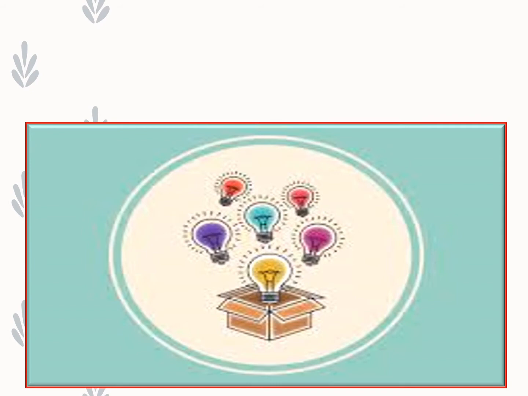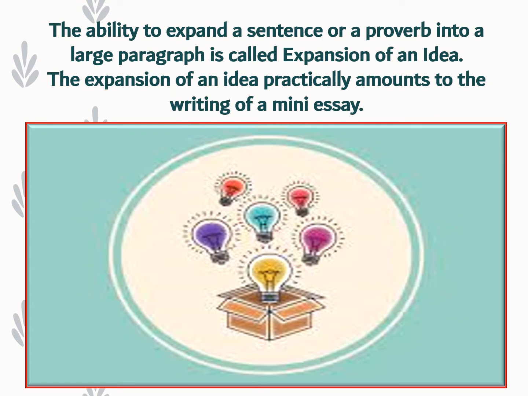A lit bulb is a symbol of an idea. When we say, oh, I just got an idea, and we click our fingers and put a lit bulb at the side, that is the symbol of I just got an idea. So the ability to expand a sentence or a proverb, a common saying, into a large paragraph is called expansion of an idea. An expansion of an idea is actually a mini essay or a small essay.